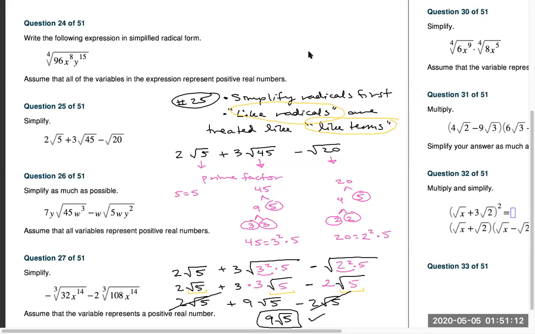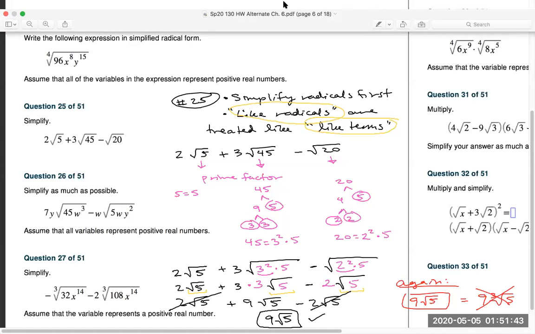Okay, let me save that and make one more point again. I'll put it in red again. For this particular problem, your correct answer should be 9 square root 5. If you were to put 9 cube root 5, this would be wrong. You would need the square root for this particular problem. All right, so let me pause.